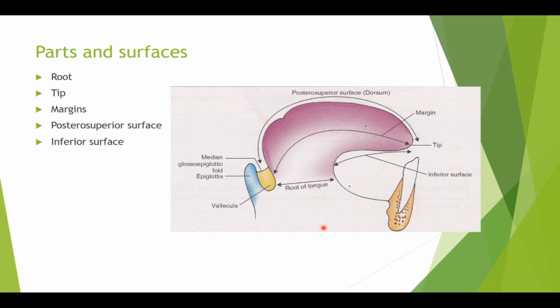Now coming on to the gross anatomy of the tongue. The tongue is a muscular organ lying in the oral cavity. It has various parts and surfaces.